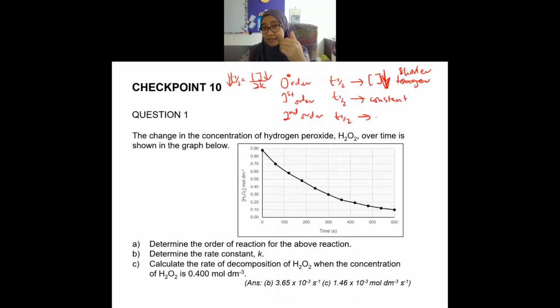And for this one, it should be the other way around. When the concentration is decreased, the T half should be longer. This one, constant, is easy. So you have to check here. You check 0.9, half of this will be 0.45, which is around here.